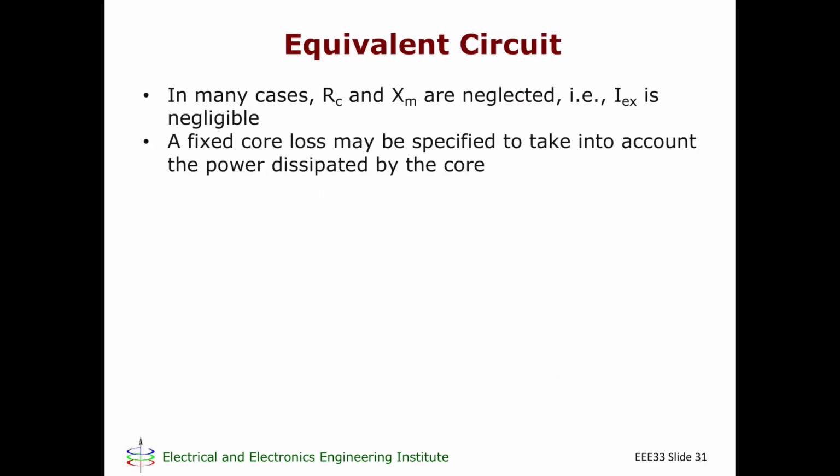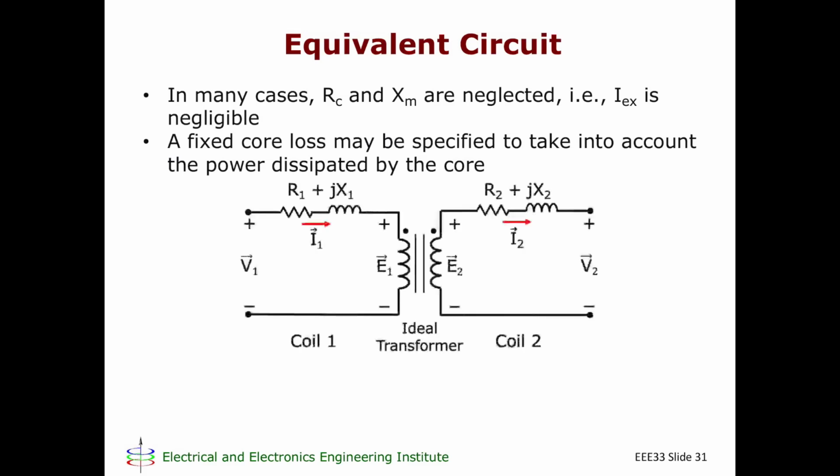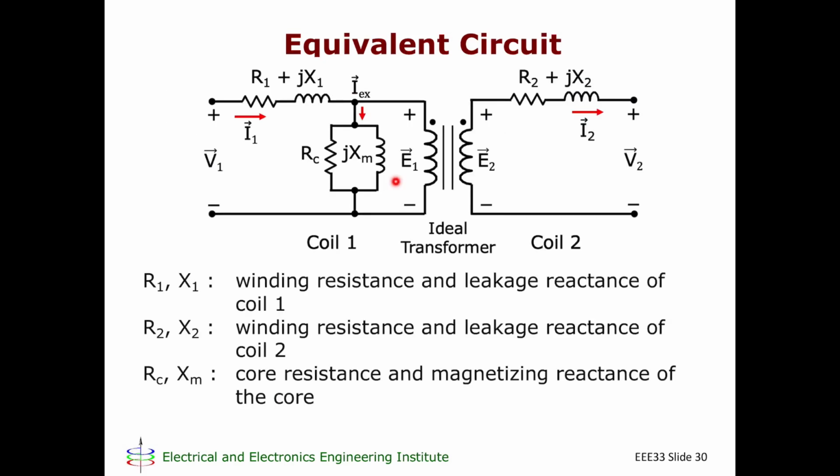To take into account the power lost in the core, sometimes that is specified as a fixed parameter of the transformer. So in the nameplate rating of the transformer, it will just say, at full load, the transformer has losses of, let's say, 50 watts, or if it's a power transformer, a few hundred watts or so. So if you neglect RC and XM, this becomes our equivalent circuit. So we just took this out.